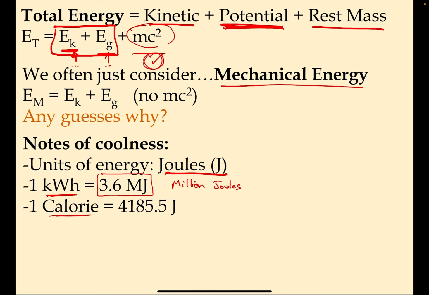Also, calories. If you ever read food labels or anything like that, this is a capital C Calorie. There's a difference between lowercase c and uppercase C, just a quick reminder. But 1 capital C Calorie is just over 4,000 joules. It's quite a few joules, so every Calorie that you eat is a lot of joules.